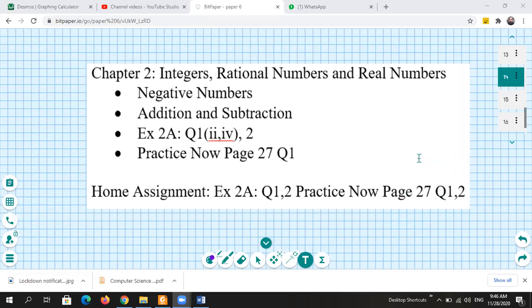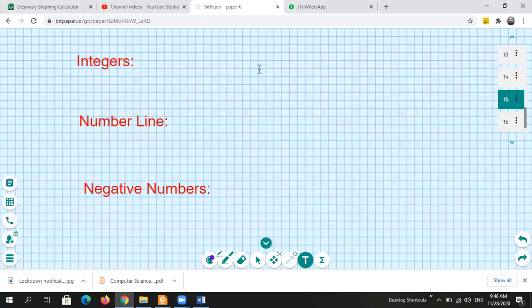It's chapter number 2 of your D-1 book. So we start this chapter with negative numbers, and before it, I would explain some topics about integers, number line, and negative numbers. So what are integers?